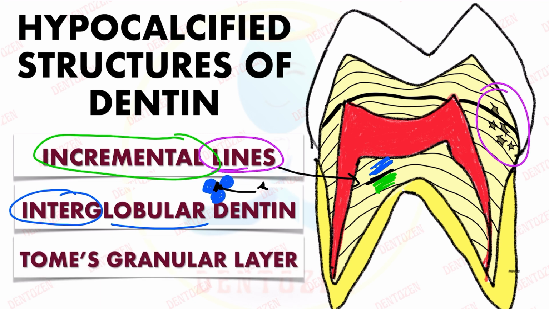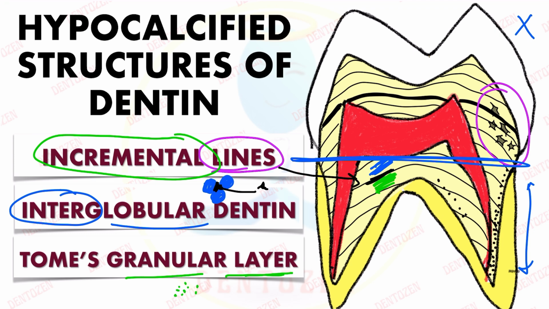Third structure, Tom's granular layer. As the word says, it is a layer which gives granular appearance, dotted appearance. So where is this seen? It is seen only in the root dentine and not in the crown dentine. Where in the root? In the dentine just adjacent to cementum, as we are drawing, these dark granules can be seen, and this is known as Tom's granular layer. So these are the three hypocalcified structures of dentine: incremental lines, interglobular dentine, and Tom's granular layer.